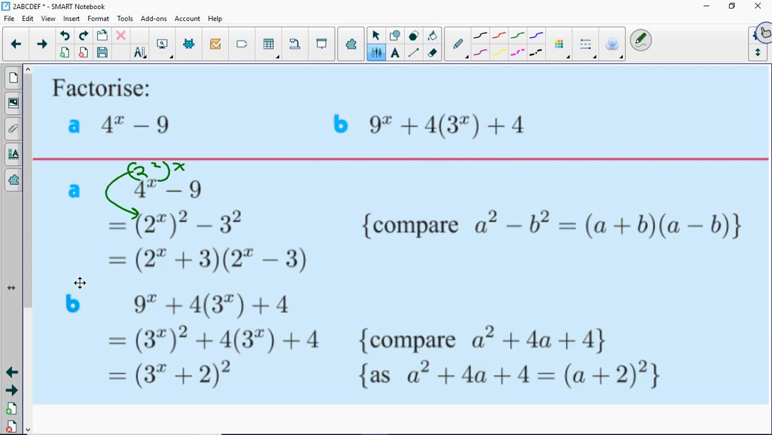Same thing for this second one. It says 9 to the x, but this 3 to the x is a nice little clue there, because we can rewrite 9 to the x as 3 to the x, squared. And then we need to see this as a quadratic. This is something squared plus 4 times that same something plus 4, so we can factor that using what we know about quadratics. Please be on the lookout for things like this throughout the course, like secret quadratic expressions.